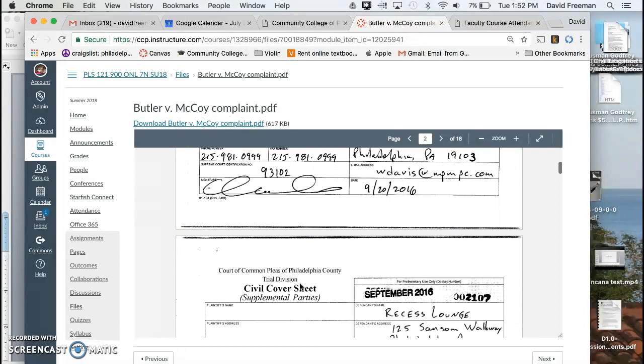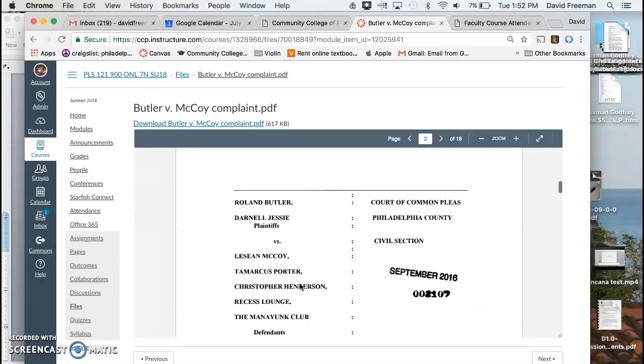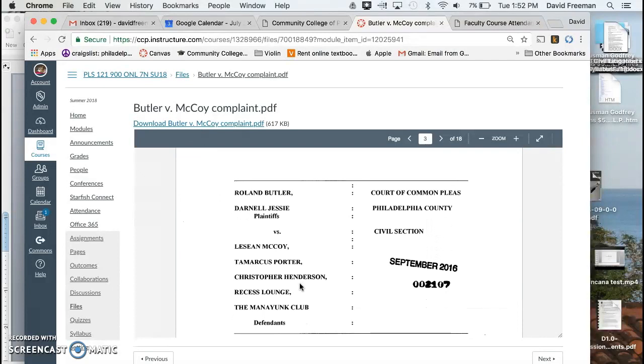And page three is the beginning of the complaint, and I'll stop scrolling for a minute or two. And this top part that you see that starts with Roland Butler, comma, Darnell Jesse, plaintiffs on the left. Those are the parties involved in the case. They're the plaintiffs. They're starting the case.